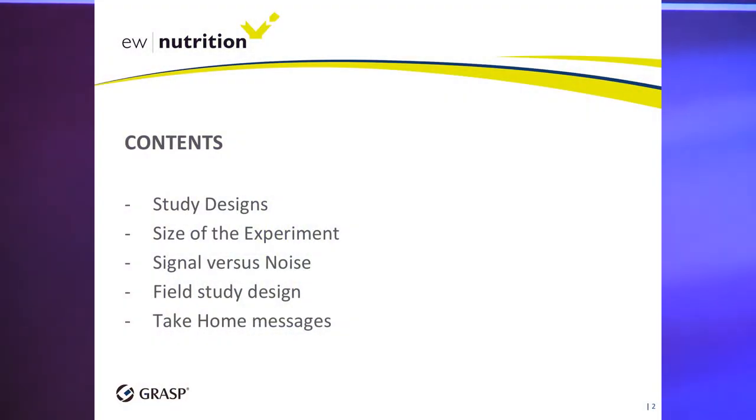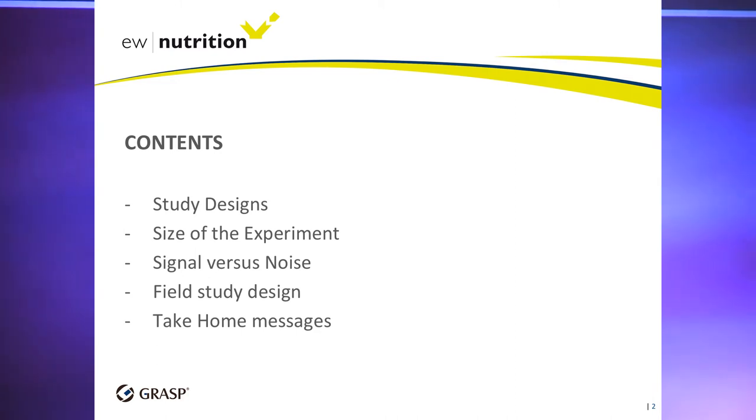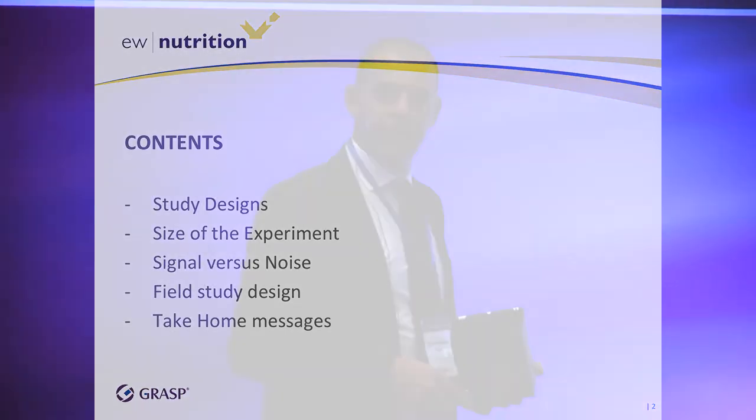I'll be talking, as you saw on the title slide, about trial design, and I'm first going to be reviewing different study designs that we could be using in the industry or are using. Then I'm going to talk about how to determine the size of an experiment. I'm going to introduce two topics, signal versus noise, which have to do with how we can measure effects in experiments. And then some examples on field experimental design, field study designs. And I'll close off with some take-home messages in 28 minutes from now.